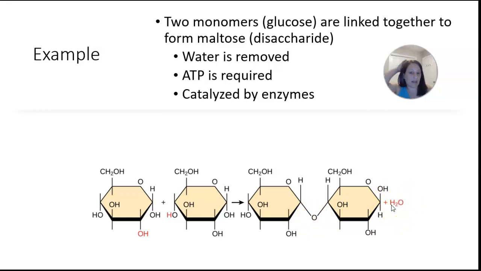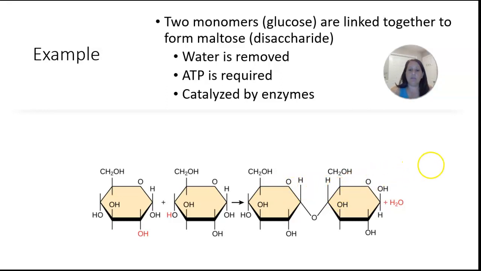And again, this is going to be catalyzed by enzymes. We're synthesizing a larger molecule. So this is again dehydration synthesis. Water is removed and a larger molecule is formed. In this case, these glucose monomers were called monosaccharides. And now we have those 2 together, and this is called a disaccharide. And specifically, this disaccharide is called maltose.